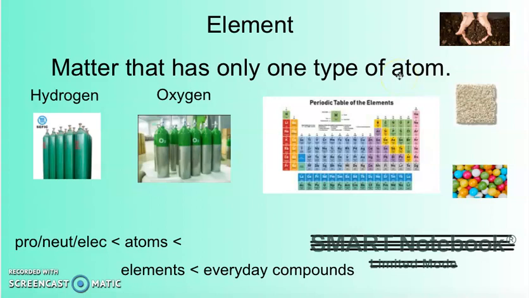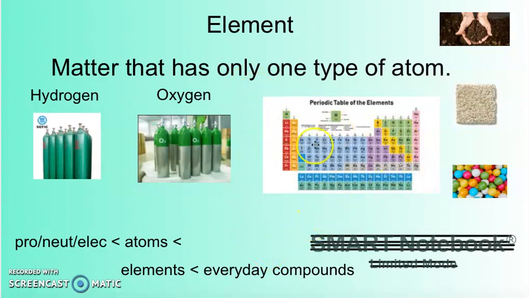Most everything we see is made of more than one element. Most everything is everyday compounds such as dirt and gumballs and carpet. But we're talking about only a few dozen things that are elements on this earth. And they're all on the periodic table. They are all elements, and they are the building blocks of our everyday compounds.